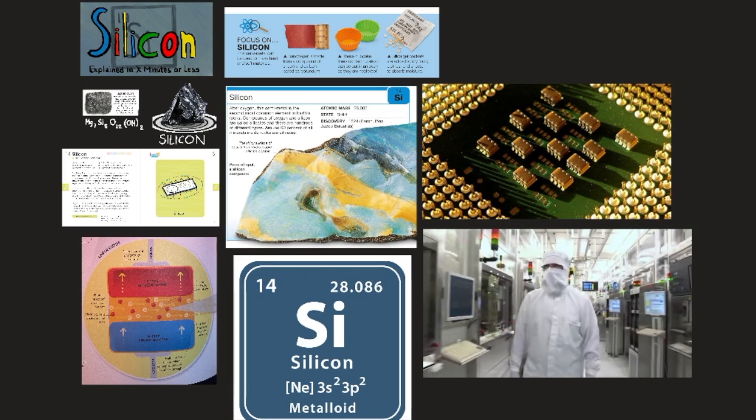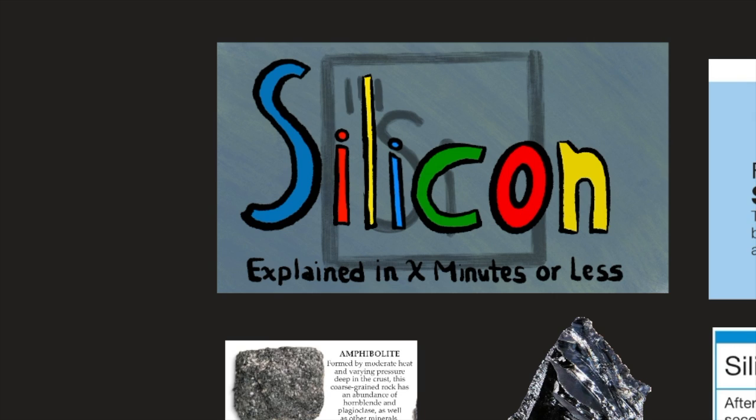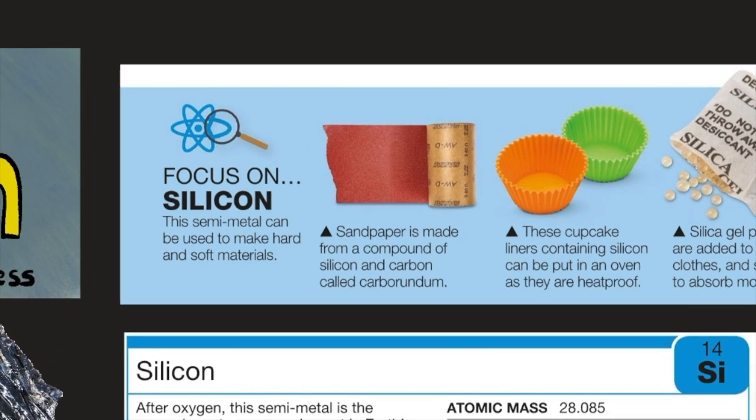Hello everyone, today we're going to talk about element number 14, silicon. Silicon is a semi-metal and it's a semiconductor on the periodic table with 14 protons and varying numbers of neutrons. We will discuss its varying properties, its varying oxides, and its various compounds that we use it for in everyday life. So let's begin. Focus on silicon.